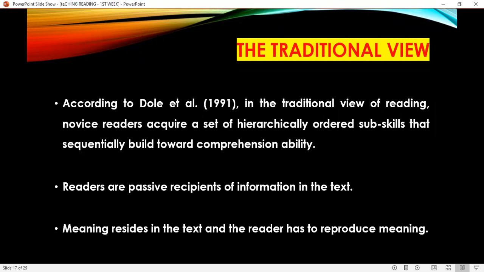Notice the traditional view: the readers are passive, all right? They just receive. As it says here, they are recipients, no more. Like a container, they just receive, receive, receive, all right?